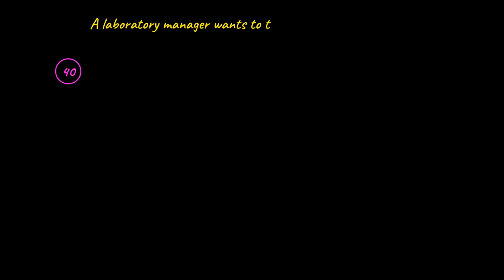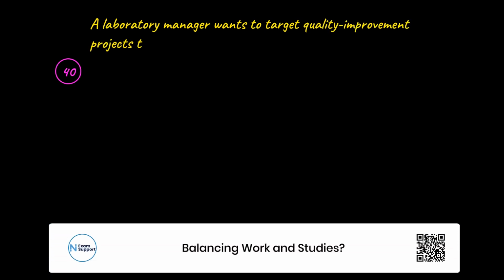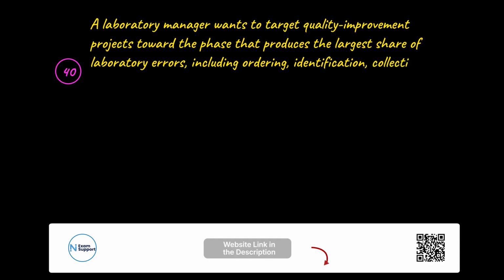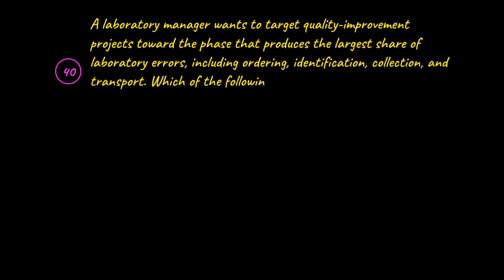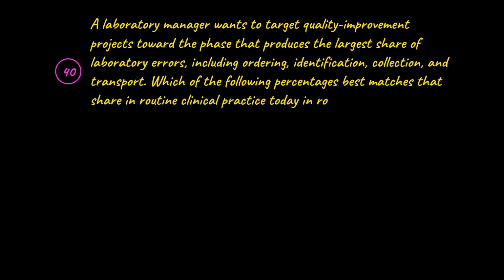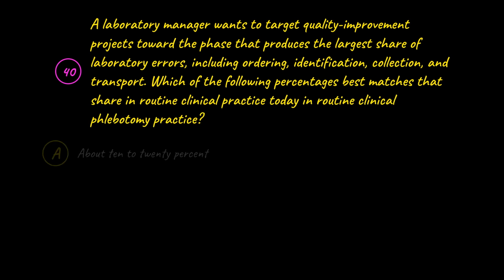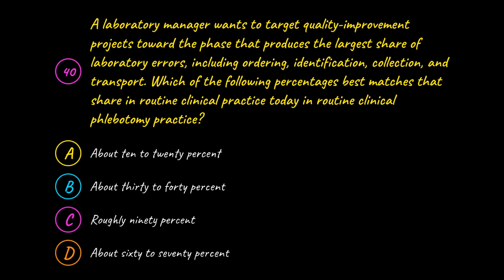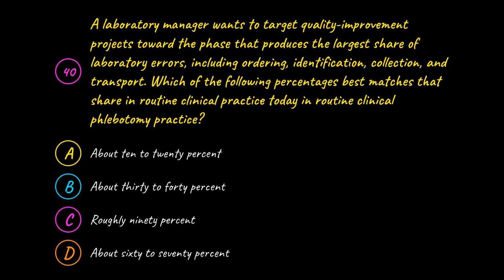Question 40. A laboratory manager wants to target quality improvement projects toward the phase that produces the largest share of laboratory errors, including ordering, identification, collection, and transport. Which of the following percentages best matches that share in routine clinical phlebotomy practice? Your options are A. About 10 to 20%, B. About 30 to 40%, C. Roughly 90%, D. About 60 to 70%. Got a guess? Lock it in.